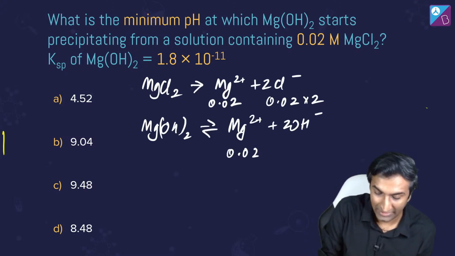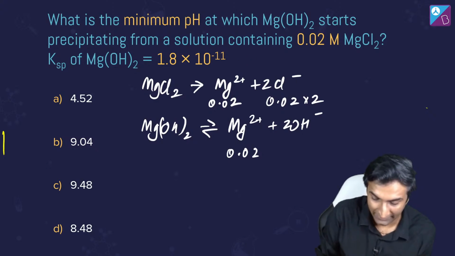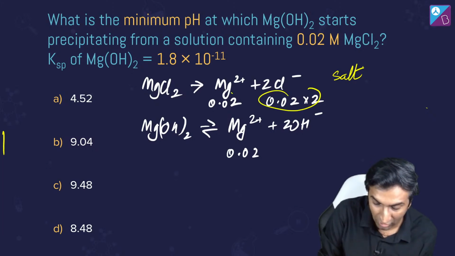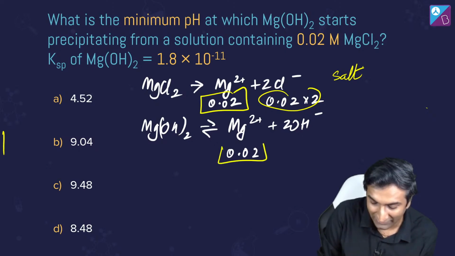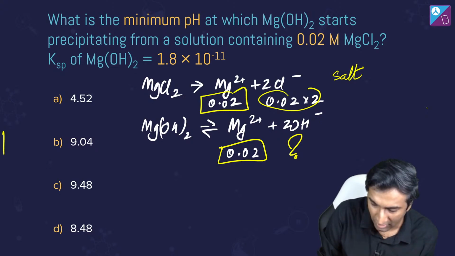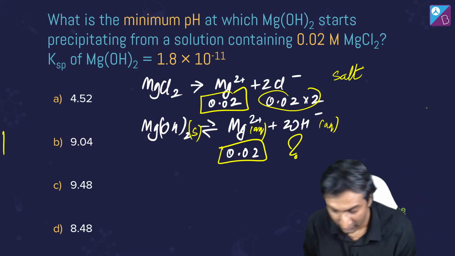MgCl2 gives me Mg2+ and 2Cl- ions, right? This is a salt that goes all the way. So I've got this, but I don't care about this so much. I've got this in solution. So this is fixed, but we don't know the OH- ion concentration. Sure, I know it should be aqueous here and I should write that, but in the interest of time we skipped it.